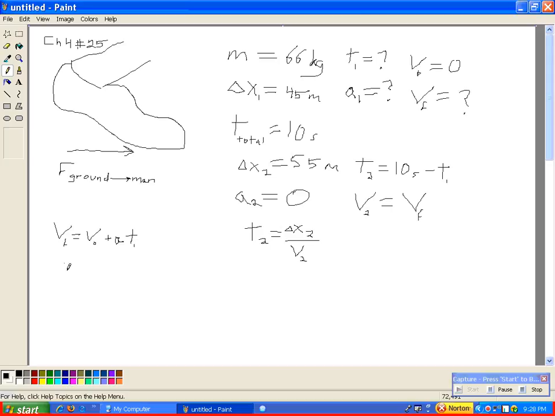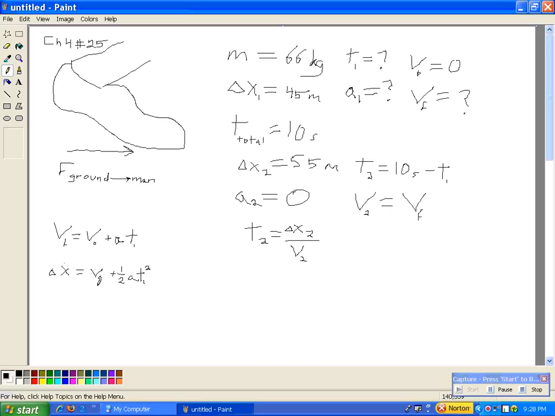where x, it's really the change in x, equals v initial plus 1/2 at squared. That's another formula we could use.